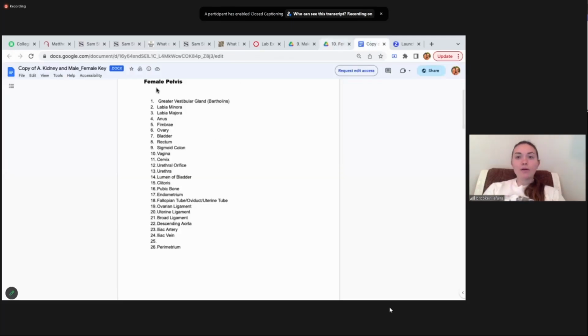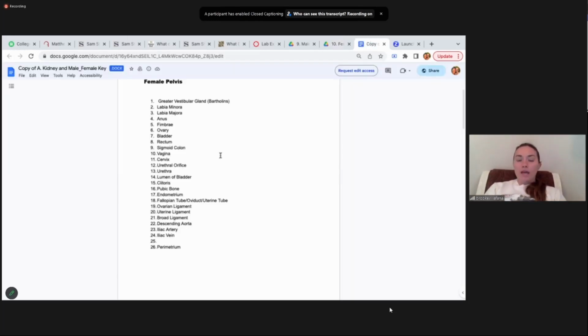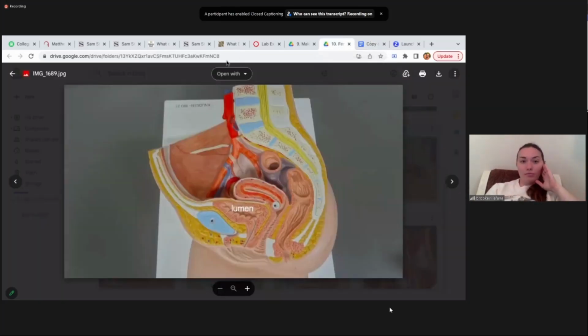Lumen of bladder. The difference between the bladder and the lumen of bladder is that when you see the inside, that would be the lumen. Bladder is like the outside. Don't really stress on it on the test. If on the test there was a multiple choice answer and one answer said bladder, you would choose bladder. So don't stress about that. It doesn't have to say lumen of bladder, but if it does say lumen of bladder, then that would also be correct.